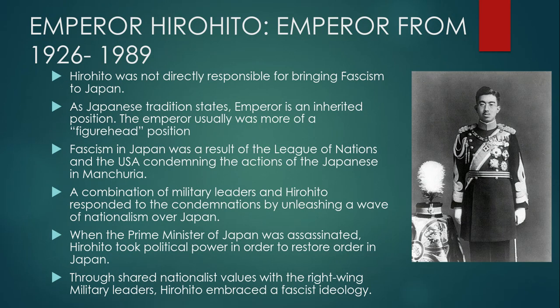So the response to this is condemnations by unleashing a wave of nationalism over Japan. Now, when the prime minister was assassinated, Hirohito took political power in order to restore order in Japan. And so through shared nationalist values with the right-wing military leaders, Hirohito embraces a fascist ideology.